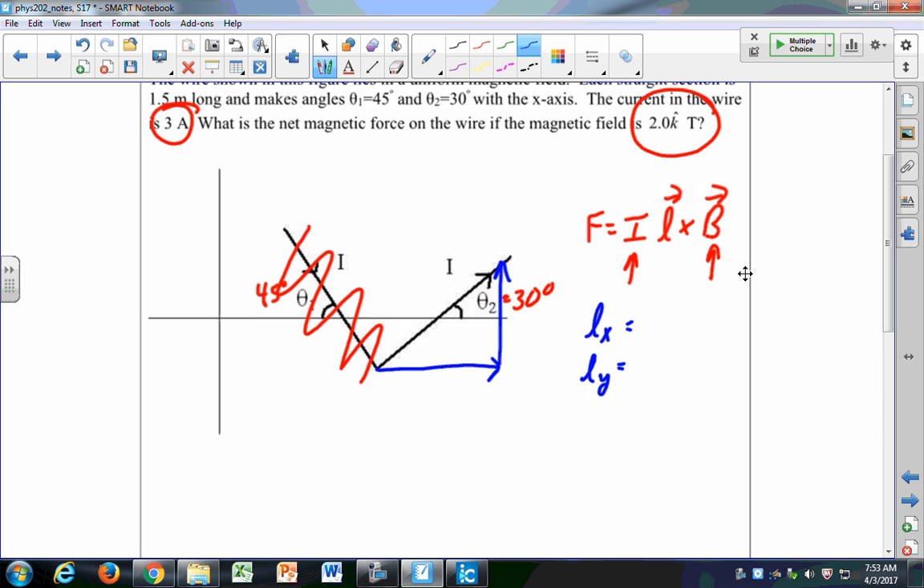I cross I is 0. I cross J is K. J cross J is 0. K cross K is 0.